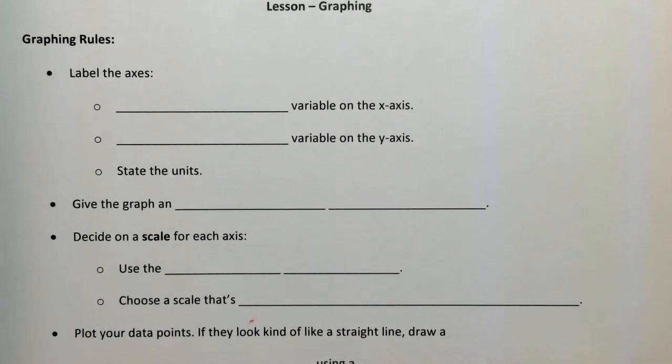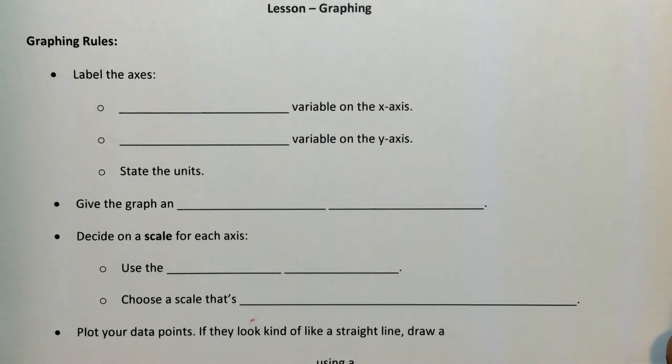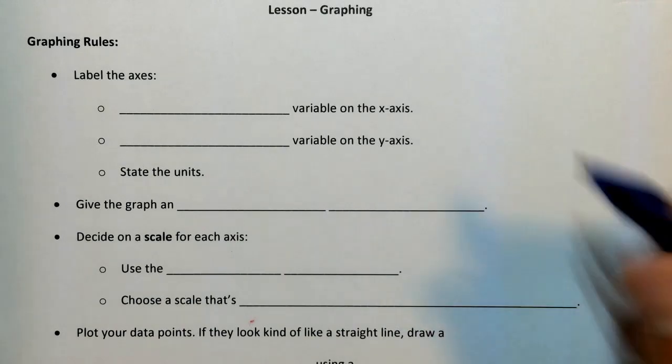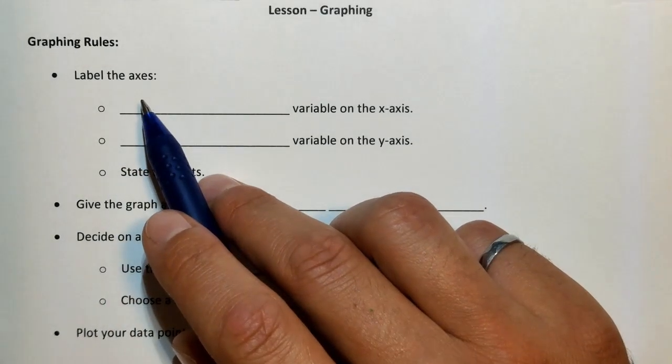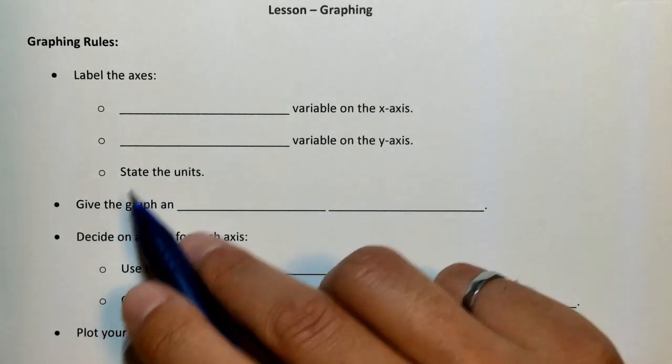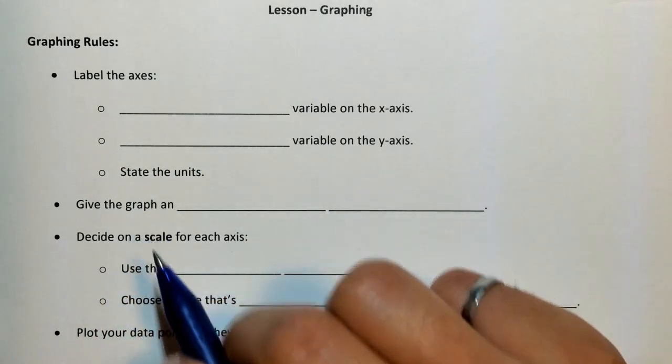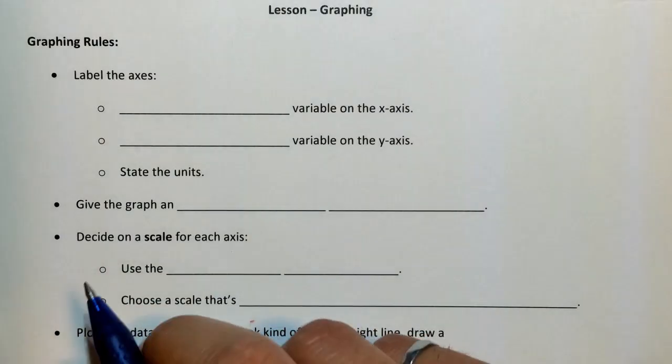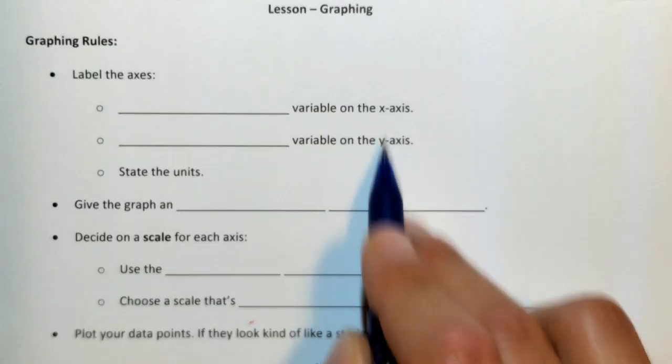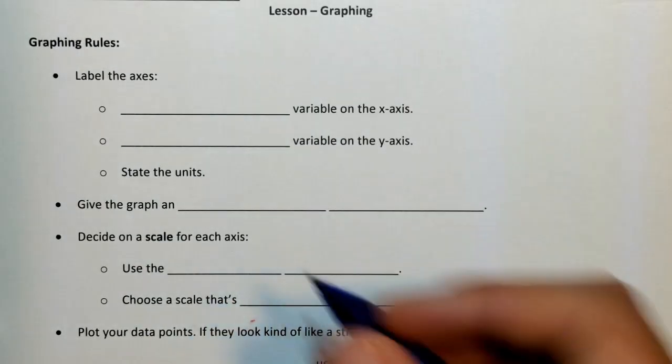So one of the first things I want you to always make sure you've done is to label the axes on your graph. You've got an x-axis and a y-axis. Generally, what we call the independent variable goes on the x-axis and the dependent variable goes on the y-axis.